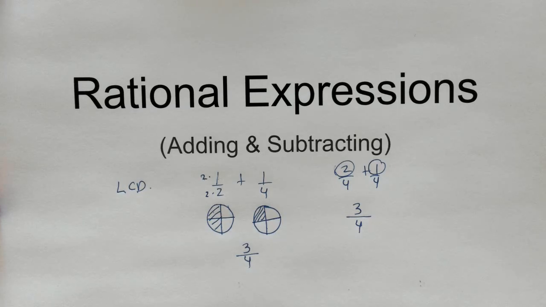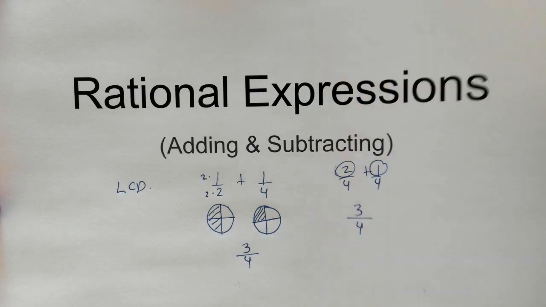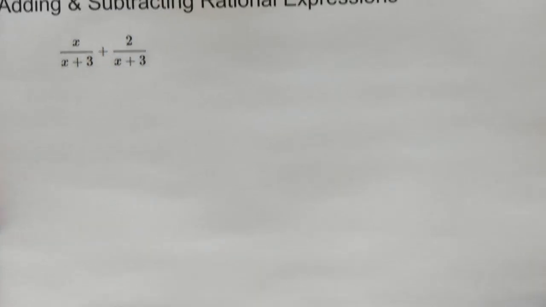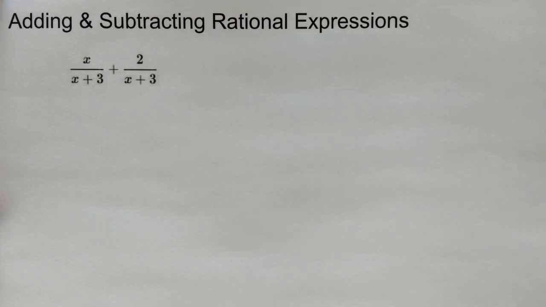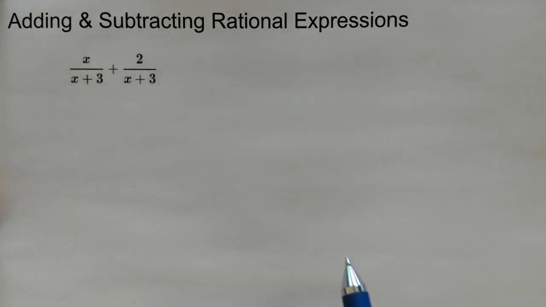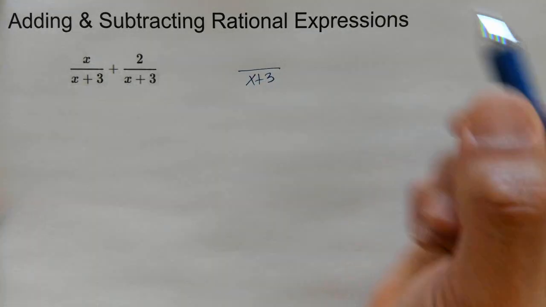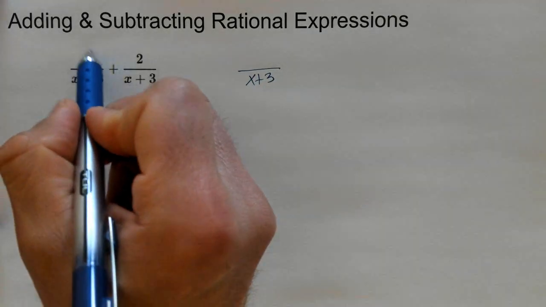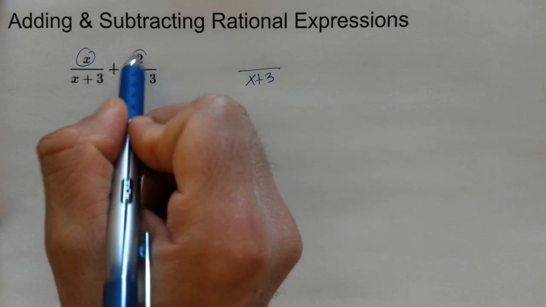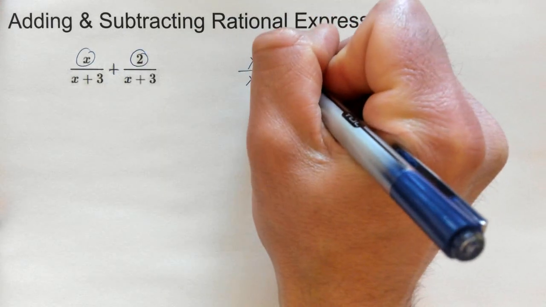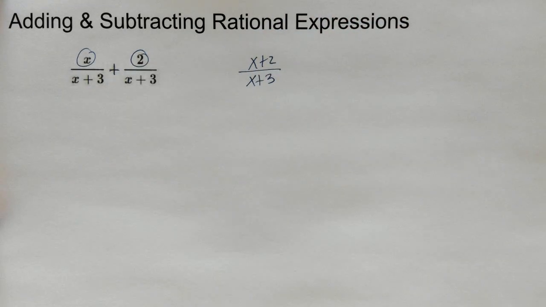So let's get to it. Let's try a few examples. Here's our first scenario. We're adding these two fractions. Notice how these two fractions already have a common denominator. So to simplify this one, all we have to do is combine the numerators, which is x plus 2. And that's our simplification, right?